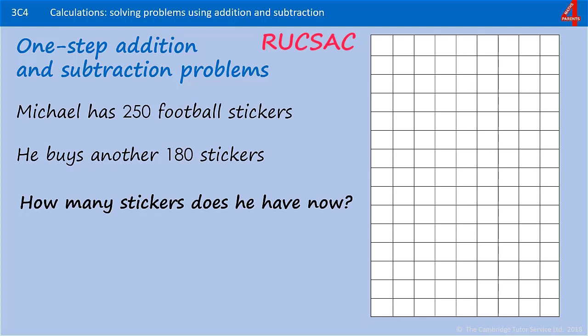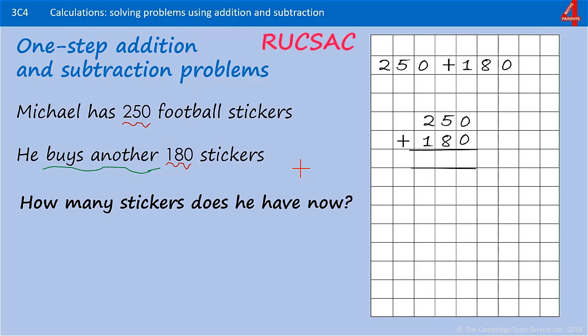We've read the question, we need to understand what it's asking us to do. He has 250 football stickers already. He buys another 180. The clue is in the word another, and this is an addition problem. 250 add 180, and we're going to use the column method to solve this.